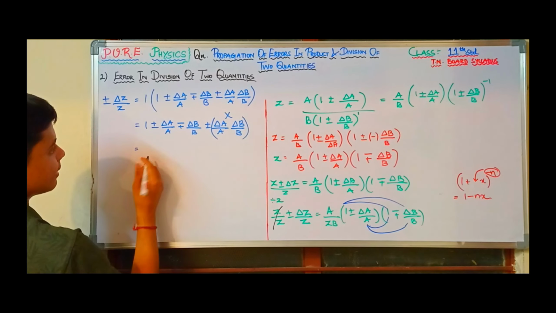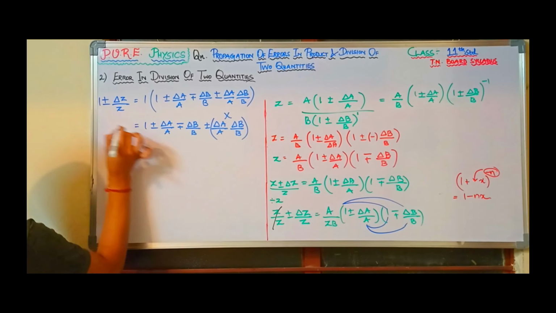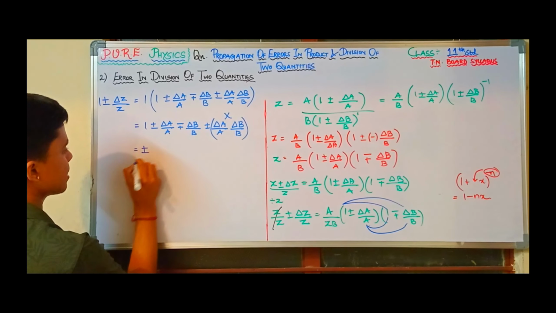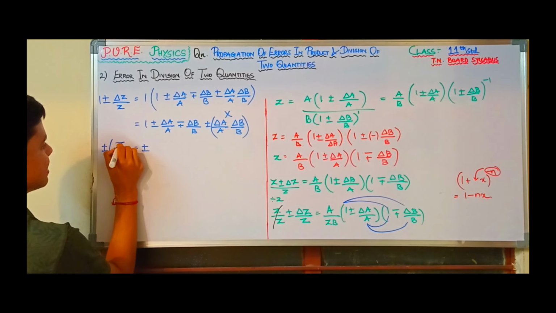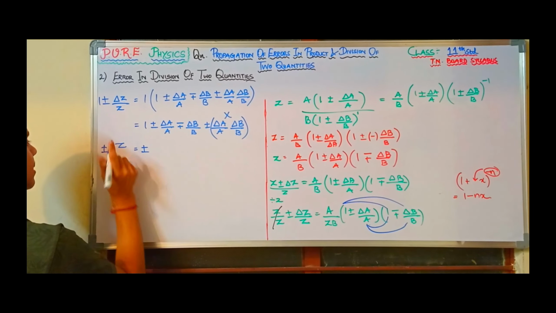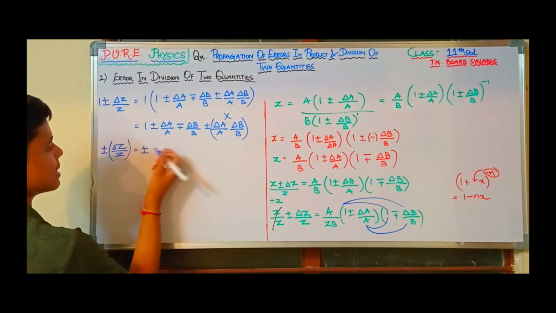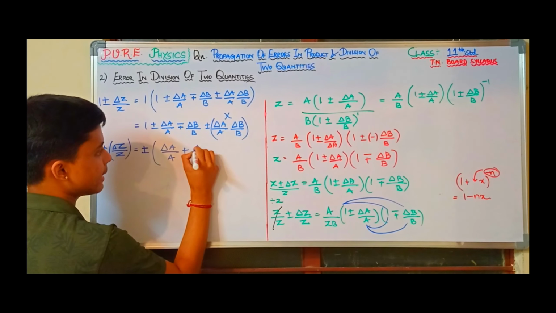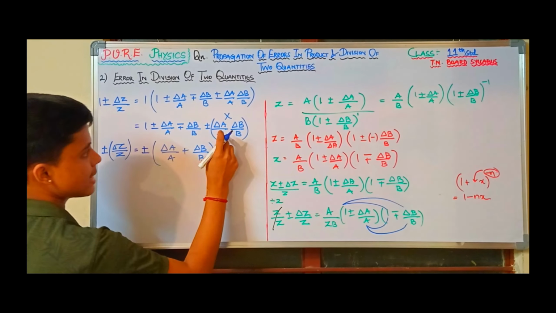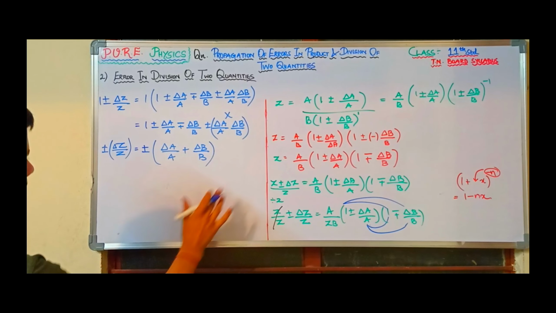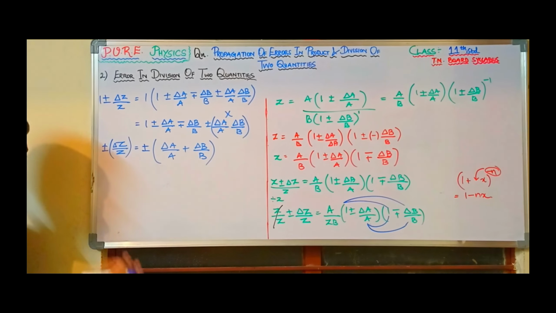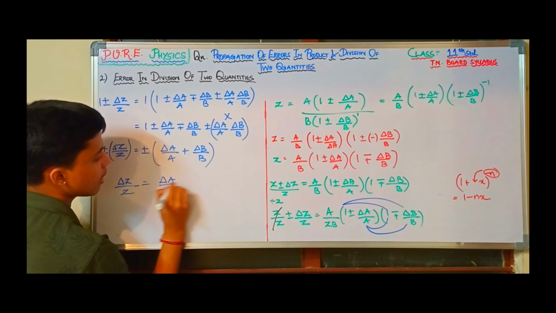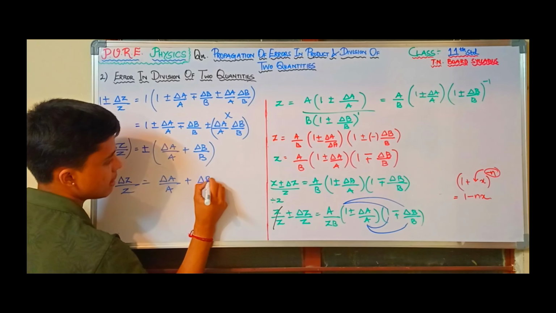Now I can rewrite this: here the 1 and 1 will get cancelled, and now I can take the plus or minus symbol common, which will leave plus or minus delta z by z is equal to plus or minus, taken common, delta a by a plus delta b by b. Since I am neglecting this, I'll be left with this equation where this plus or minus will vanish, leaving you with delta z by z is equal to delta a by a plus delta b by b.